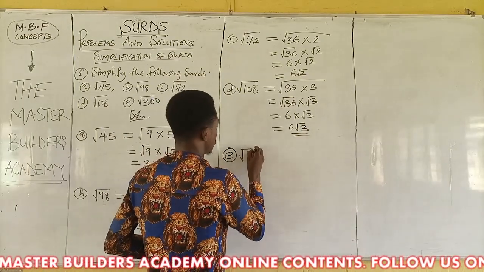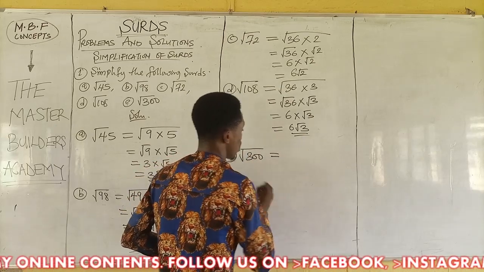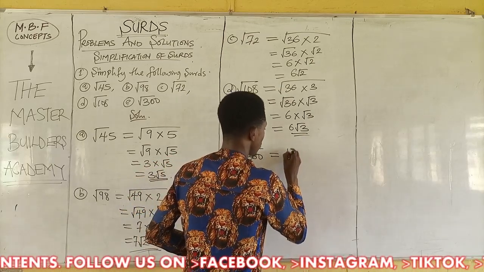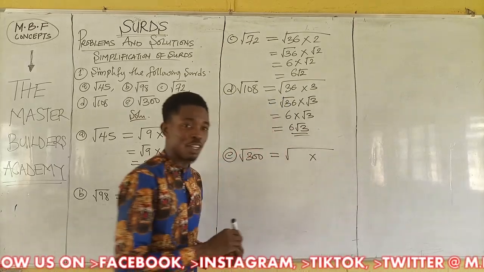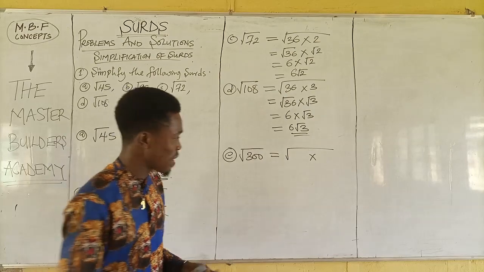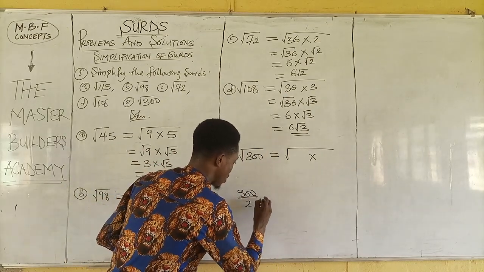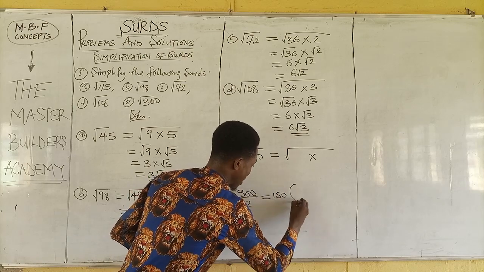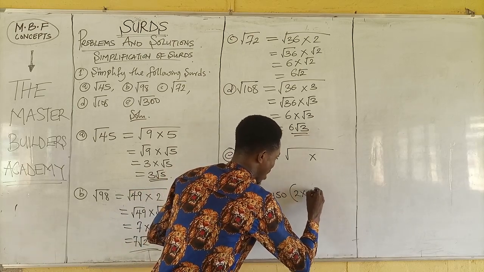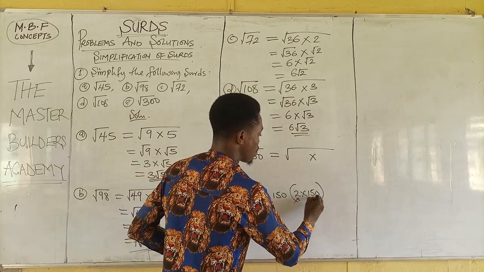Now, finally, we have E. We are given that the root of 300 is equal to the square root of the product of 2 numbers. Now, what are these numbers? So first is to put down 300. Now, 300 is divisible by 2, and we are going to have 150. Automatically, this will have given us 2 times 150. But 2 is not a perfect square, and 150 is not a perfect square.